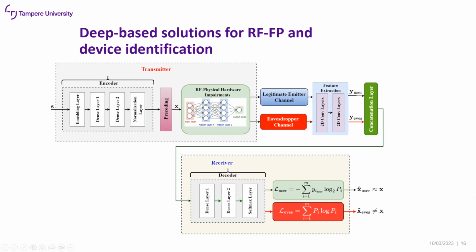So for the legitimate user, we try to maximize the probability of decoding the transmit symbols. And for the eavesdropper, we try to minimize the probability that he could decode the transmit signals.